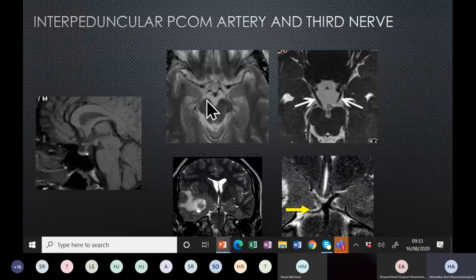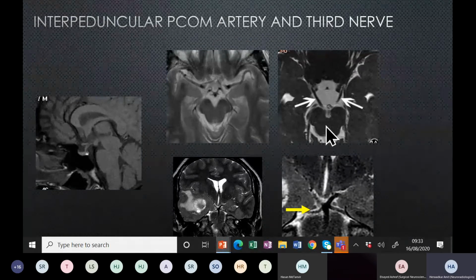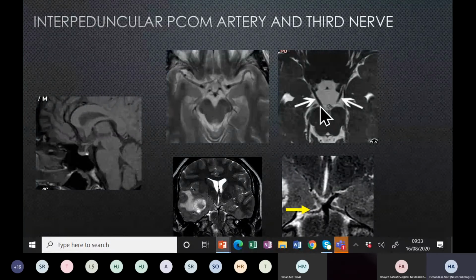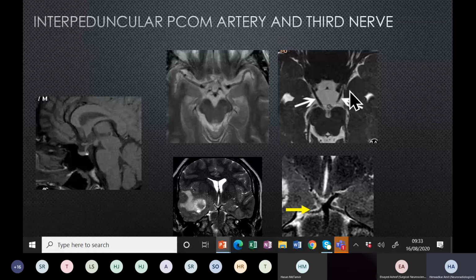The structure which is very important within the interpeduncular cistern is the third nerve, or the oculomotor nerve, and that starts somewhere from the periaqueductal region over here, courses through the midbrain, and comes out along the medial aspect of the interpeduncular cistern and reaches towards the cavernous sinus and the superior orbital fissure. So you can see these nerves on these high resolution T2 images.